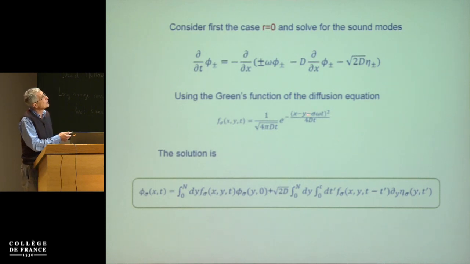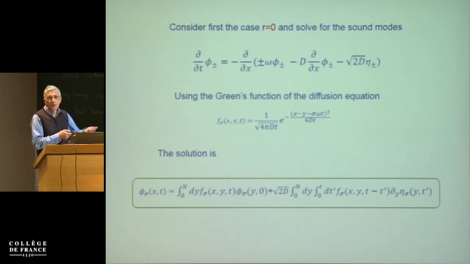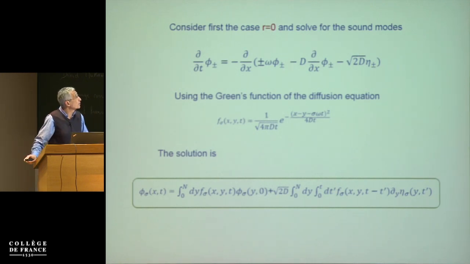F of x, y, and t is a Gaussian in x minus y minus sigma omega t. Sigma is plus or minus depending on whether it's a right-moving or left-moving sound wave, depending on phi plus and phi minus. So the perturbation moves with velocity omega. That's from this term. But because of the noise and the dissipation terms, it becomes a Gaussian, just a propagating Gaussian. That's the Green's function.